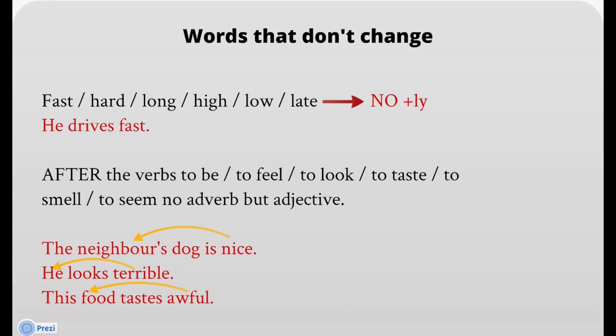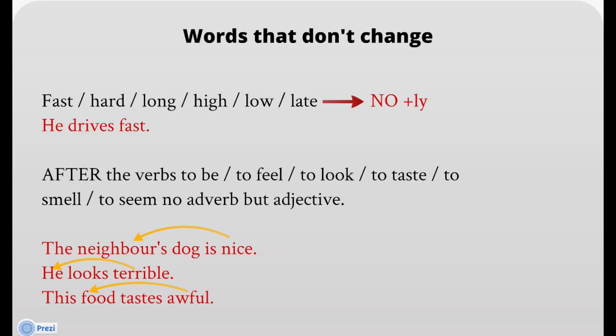There are also words that just don't change. Fast, hard, long, high, low, and late. They just don't change. Whether they're an adjective or an adverb, there's no ly ever. Now, there are more words like this, but these six are the most important ones. So, if you say he drives fast, fast is an adverb, but there's no ly.